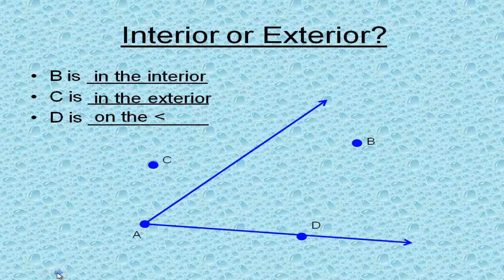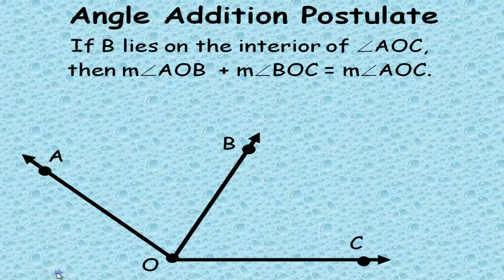Why is it important to know if it's in the interior or exterior? Because when we talk about the angle addition postulate, we talk about a point lying on the interior of the angle. So here we have point B in the interior of angle AOC. That is your angle AOC.